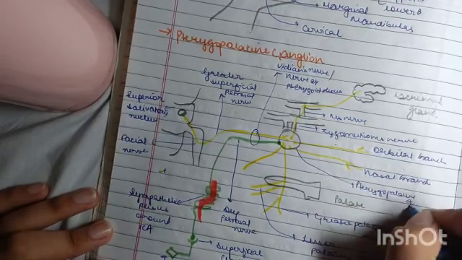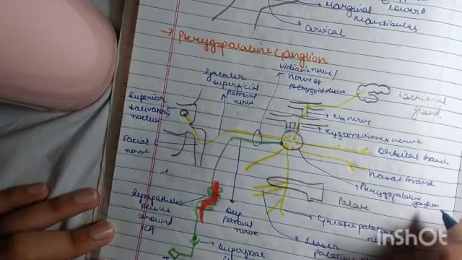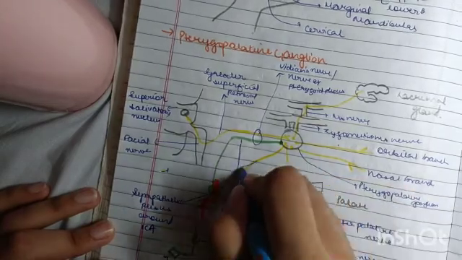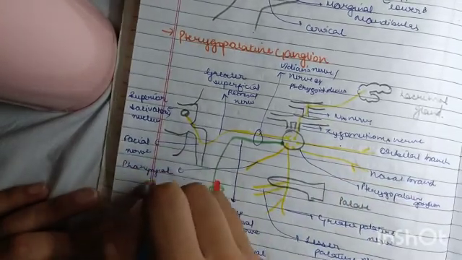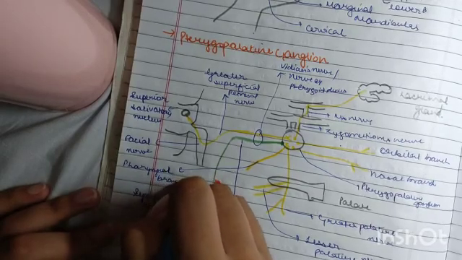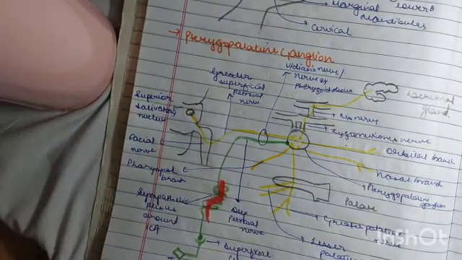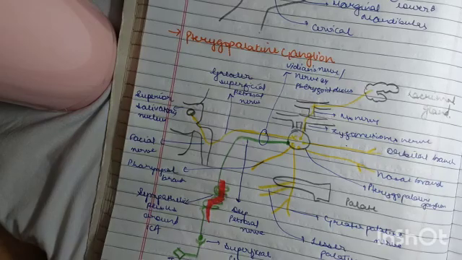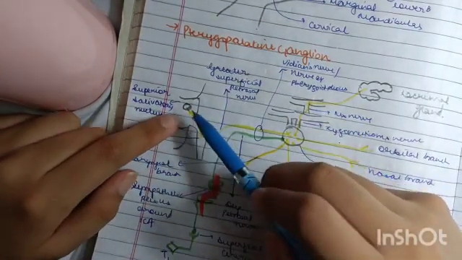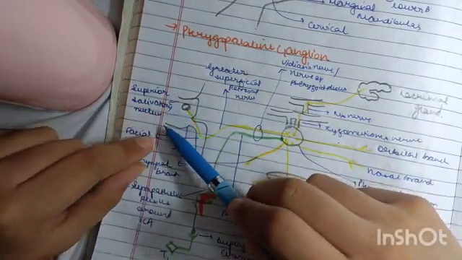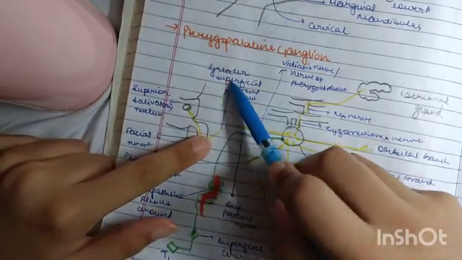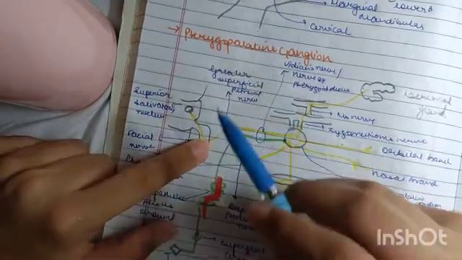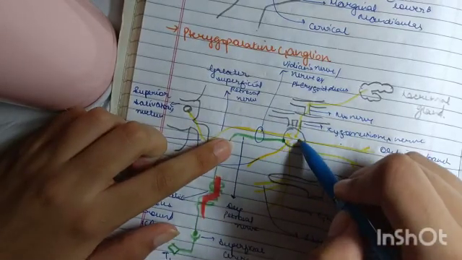This is the pterygopalatine ganglion. This is pharyngeal branch. Hmm, I think I've labeled all of them. So what happens is it originates from the superior salivatory nucleus. Then this is the facial nerve. It is dividing into the greater superficial petrosal nerve. Now it goes to the pterygopalatine ganglion.